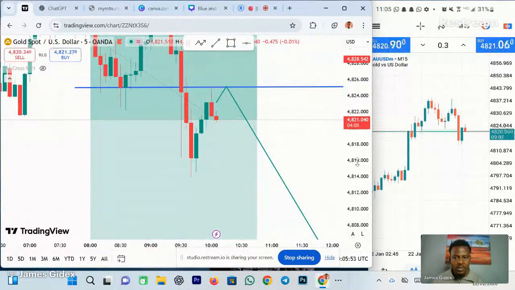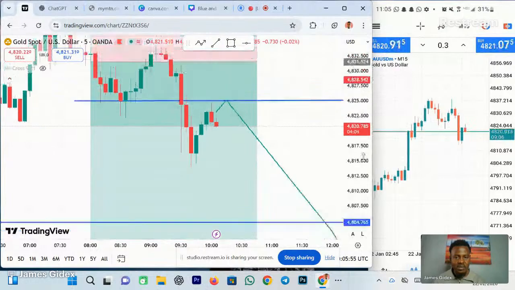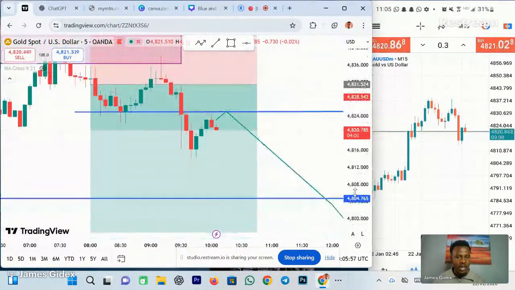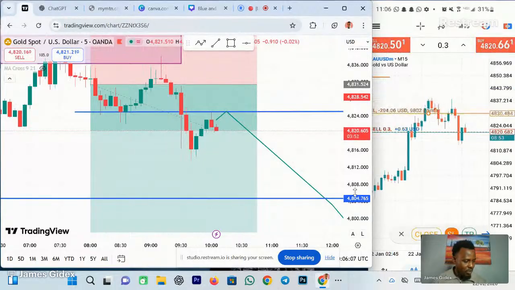Yeah, so that is it. We're in it. At this point, I can choose to get into the market, so I just place a trade. I'm going to put my stop loss right here.